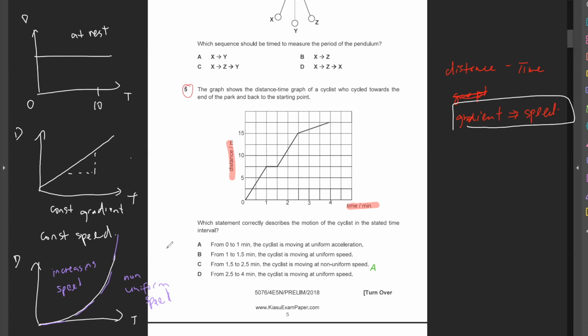Then we will have another scenario, again distance and time. Then it becomes like that. Then I measure the gradient, and it becomes less and less steep. So this is decreasing speed. It's also a non-uniform speed.